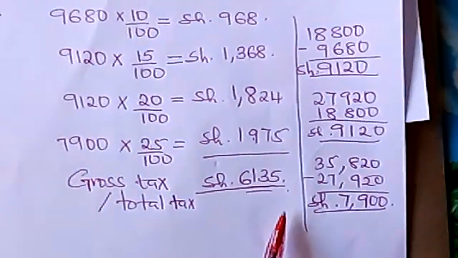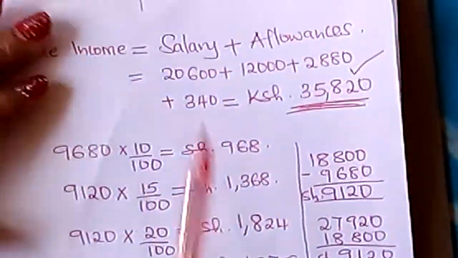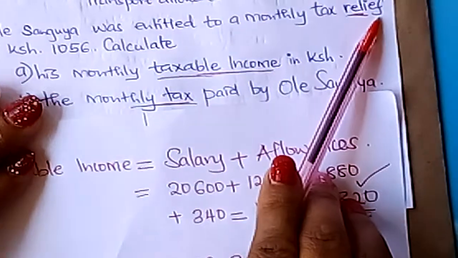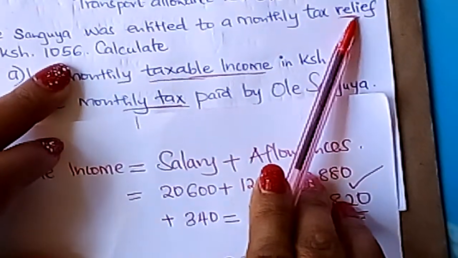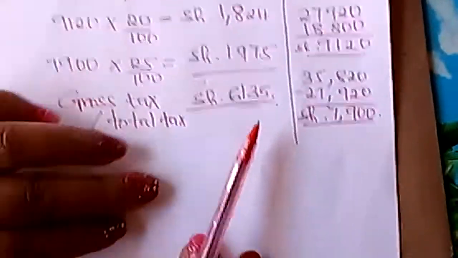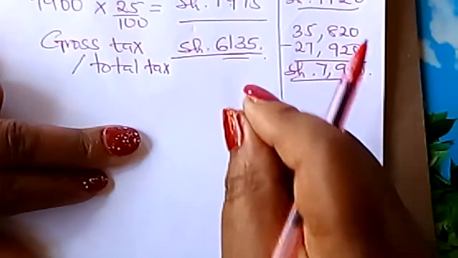He is entitled to a tax relief. A tax relief, learner. Look at this. Ole Saguya was entitled to a monthly tax relief of Kenya shillings. These reliefs, learner, are subtracted from the gross tax. You subtract reliefs from the gross tax to get the tax that he would pay.